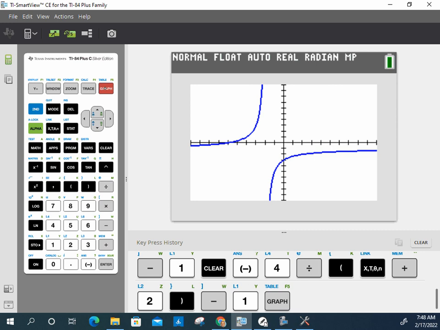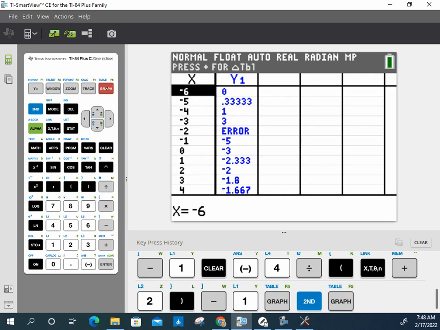Hit graph. It shows you your curves. Shows you what the graph should look like. Hit second and hit graph. -2. There's your error message. There's the error message that you want. Now you're looking for 3 good points above it and 3 good points below it.